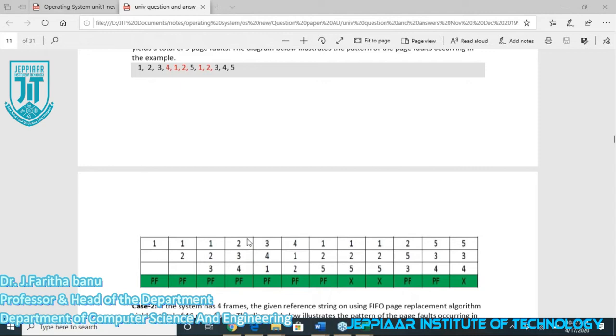Which frame do I have to replace? I have to replace obviously 2, the frame which came first. After 1, 2 is the one that came inside. So 2 is replaced, and we have 3, 4 and 1.